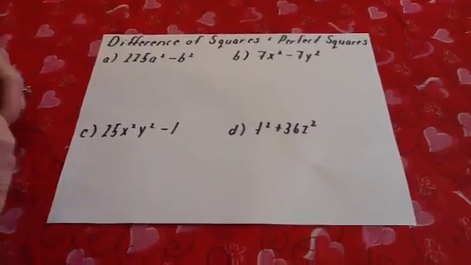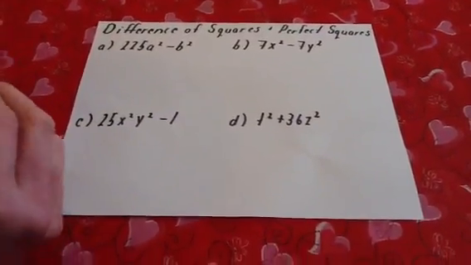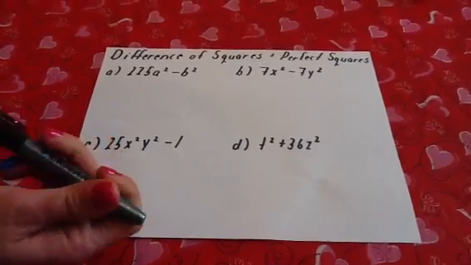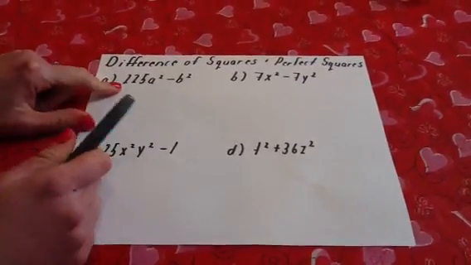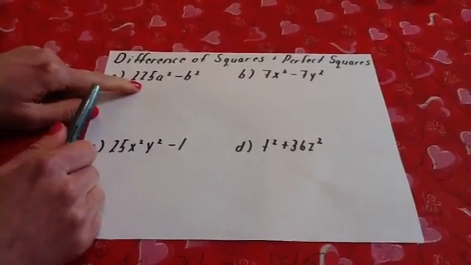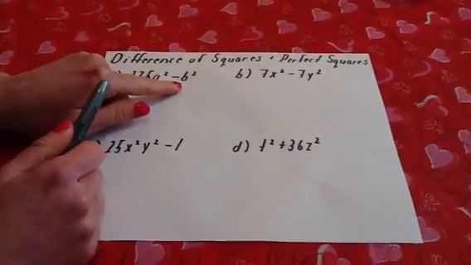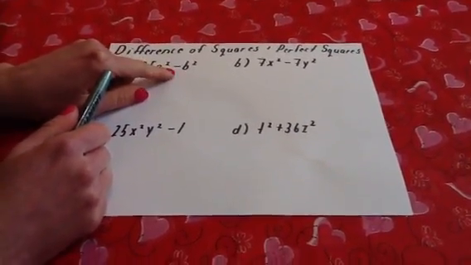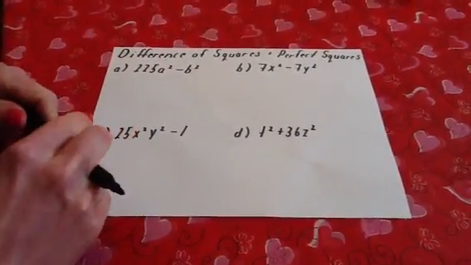So in these examples here, we're going to factor difference of squares and perfect square trinomials. With this first one here, we know that this is a difference of squares because the first term and the last term are perfect squares, and there's a subtraction sign in the middle. So they're really easy to factor.